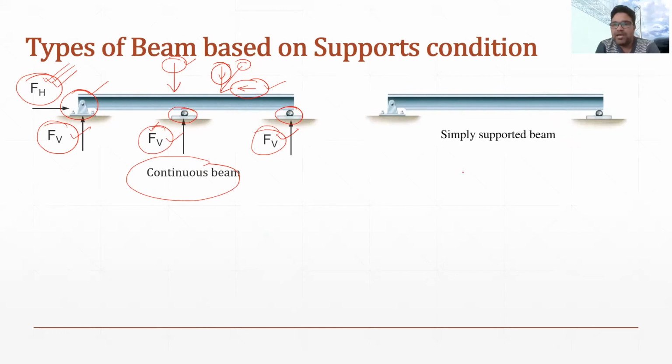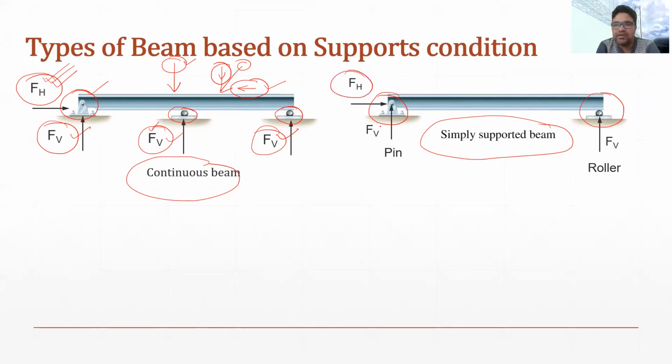Similarly, we may have simply supported beam. Now, simply supported beam will be called when one end of the beam is hinged and the other end of the beam will be roller supported. In that case, we will call the beam as simply supported beam. Now, in this case, you can see there will be three reactions which will occur. So this hinge will offer two reactions, horizontal and vertical reaction, and this roller will offer only one reaction, which is the vertical reaction.